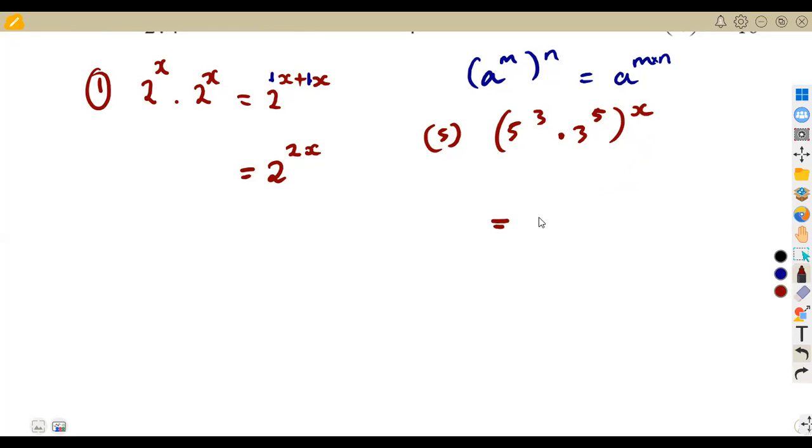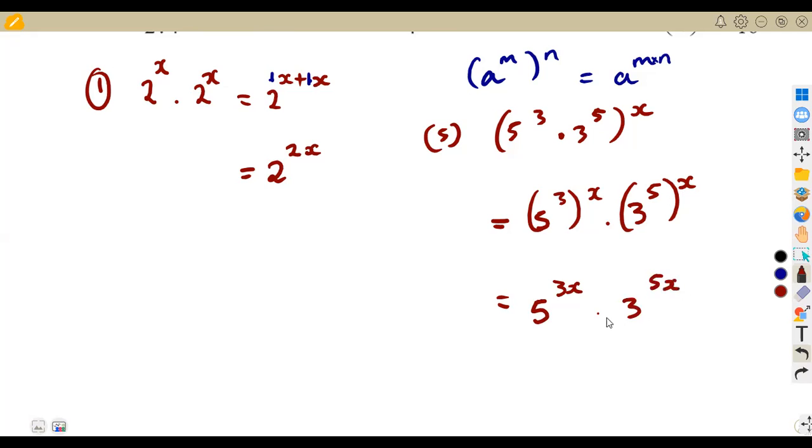So meaning to say we are going to have 5 to the exponent of 3 being raised to the exponent of x. Also, we are going to have 3 to the exponent of 5 being also raised to the exponent of x. So it's an exponent and an exponent, just like m and n, you multiply m times n. So you're going to multiply 3 times x, which is 3x. So that's 5 to the exponent of 3x multiplied to 3 to the exponent of 5 times x, which is 5x.